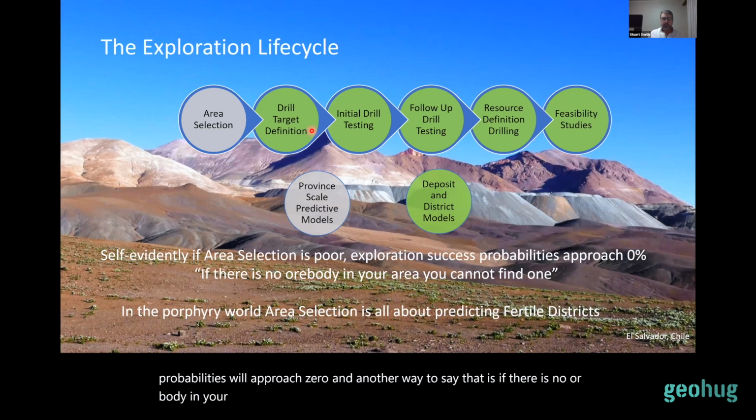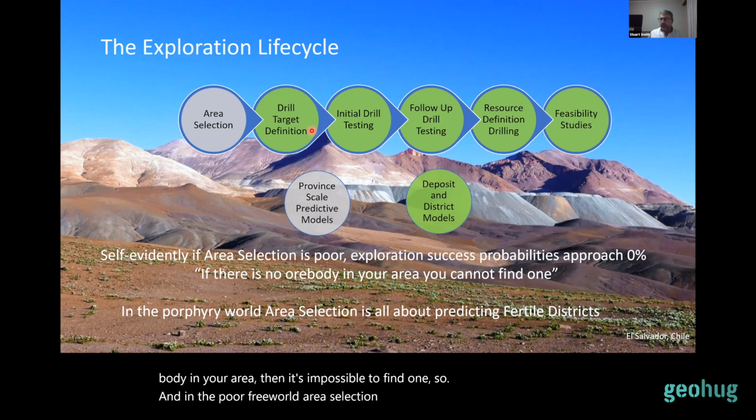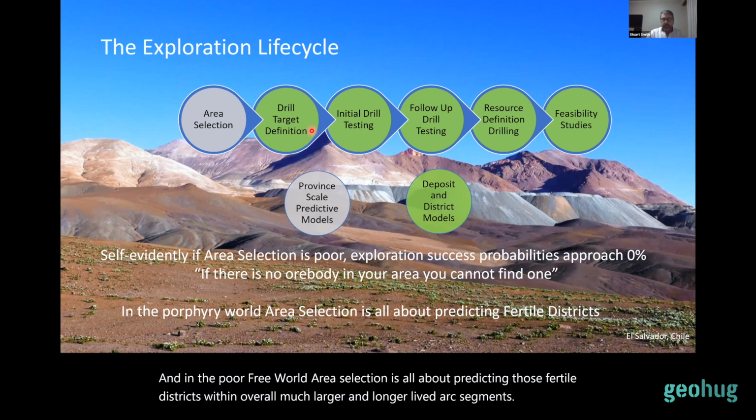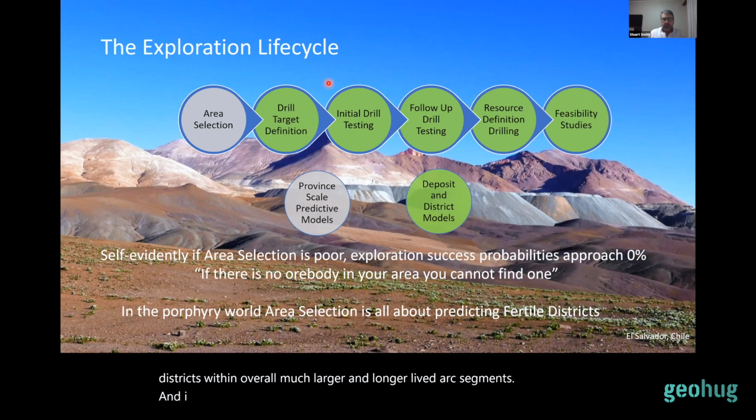And in the porphyry world, area selection is all about predicting those fertile districts within overall much larger and longer lived arc segments. And I think it's this end of the model that we really need to improve.